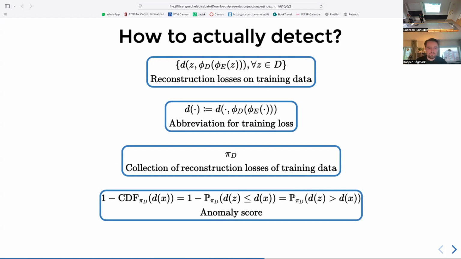A single number between 0 and 1 is actually a probability, which is supposed to be interpreted as the probability or chance that the given time series is an anomaly or not. The way in which this probability is defined is, of course, based on the CDF, but it relates to the concept of p-value. So we claim that the time series is an anomaly if the probability of observing a training reconstruction loss higher than the amount actually observed is small.